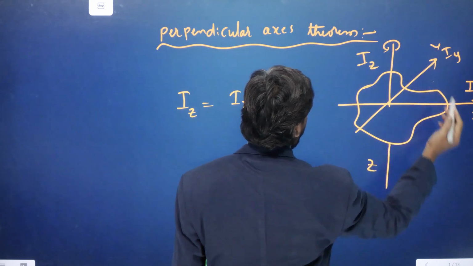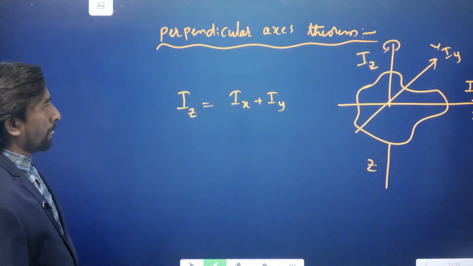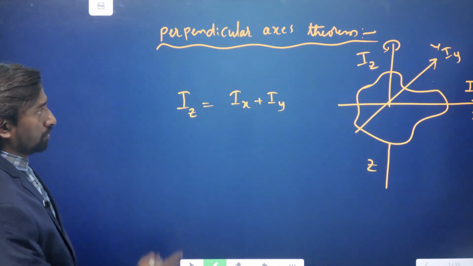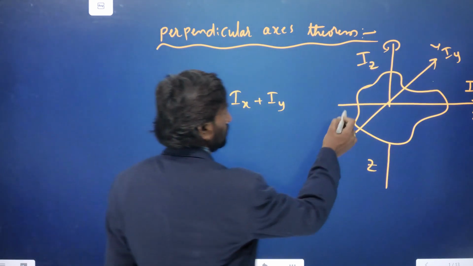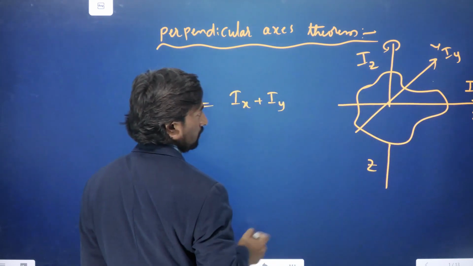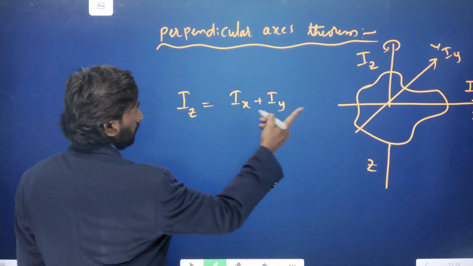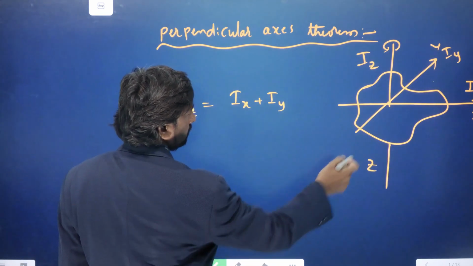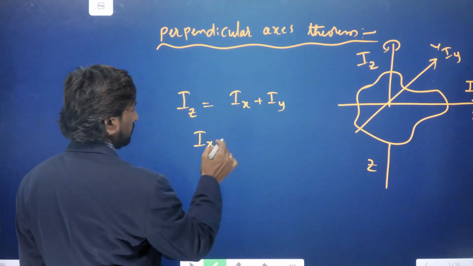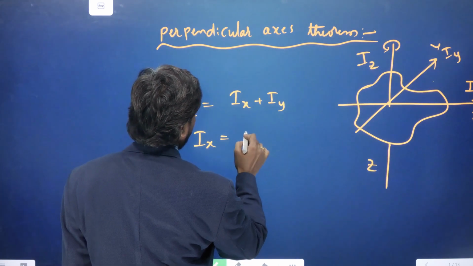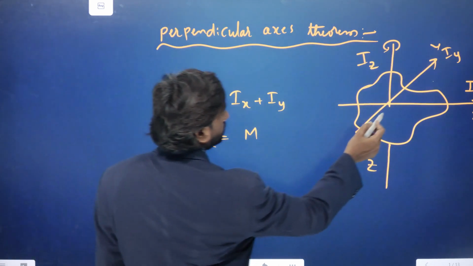So this is the x axis and this is the y axis. By applying the Pythagoras theorem, we can find out the moment of inertia about the axis. Suppose this is the x axis; the moment of inertia about this x axis can be written as capital M, the mass of the body, into the distance from here.